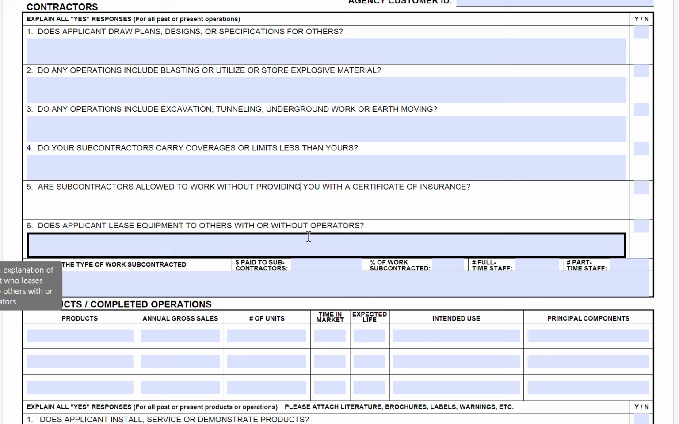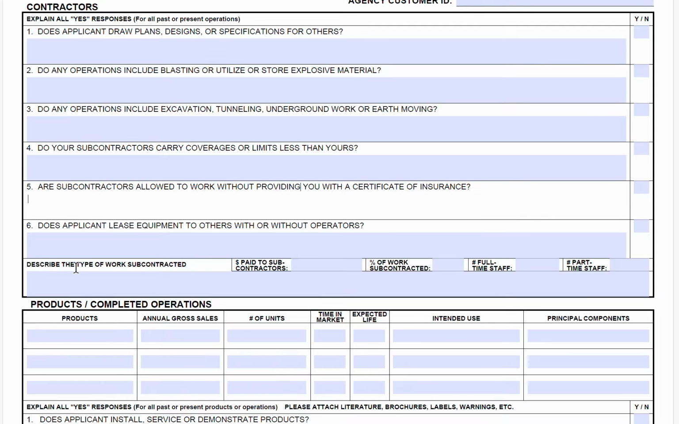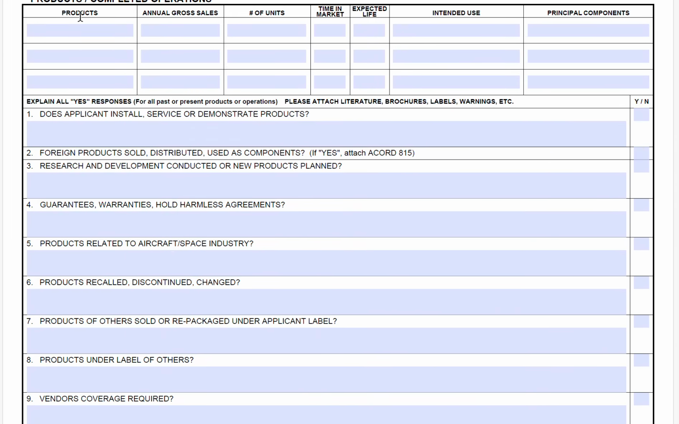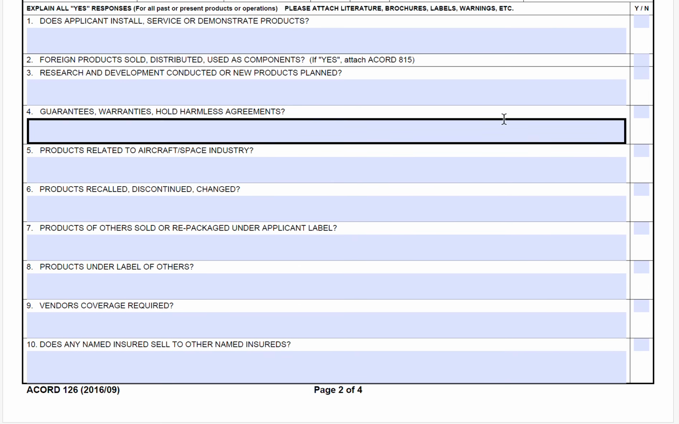Does the applicant lease equipment to others with or without operators? Answer that question here, and then describe the type of work subcontracted. So the amount paid, the percentage contracted, and the full-time and part-time staff. That's very important if they're using subs. For completed operations, you would want all of the product information listed here. Product, the annual sales, the number of units, time and market, expected life, intended use. You'll want to answer these questions down here.